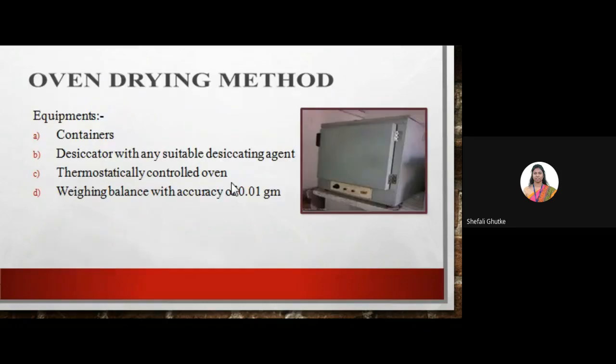The next method is the oven drying method. In the oven drying method, these are the various equipments which we will use: the first one is a container, second is a desiccator, third is a controlled oven, and fourth is a weighing balance with an accuracy of 0.01 gram.